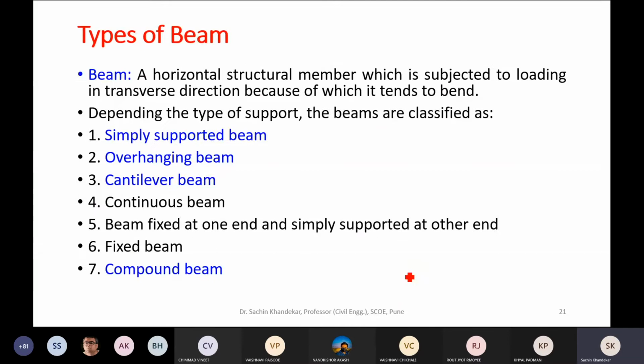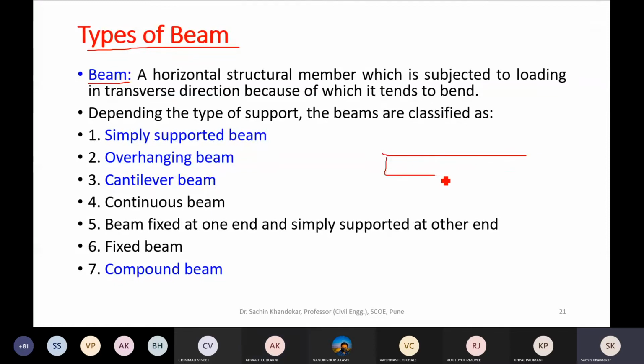Okay, fine. Now let us discuss the next topic, that is beam. The types of beams, right? Already while conducting the second experiment, I have defined what is meant by beam. So here I have given the definition. A beam is a horizontal structural member which is subjected to loading in transverse direction, because of which it tends to bend, right? So already we know what is meant by beam.